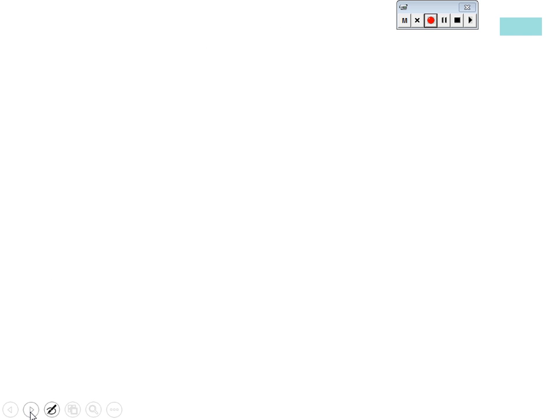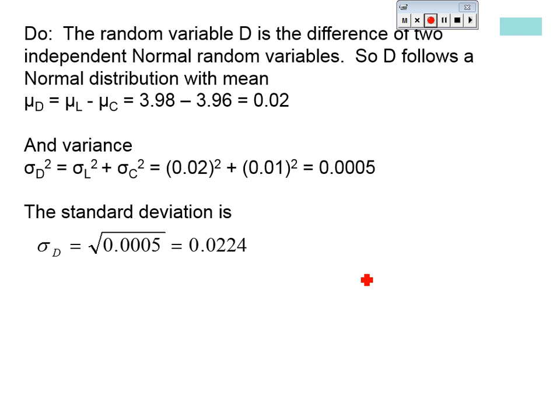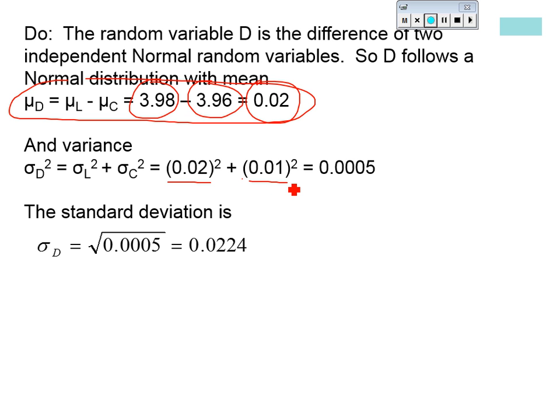So the do part of this is first I have to find the mean of their differences. That's simply taking the mean of the lid minus the mean of the cup, which comes out to be roughly 0.02. And then to find the standard deviation of the differences, I take the standard deviation of the lid squared plus the standard deviation of the cup squared, and I get 0.0005. And if I take the square root of that, the standard deviation comes out to be roughly 0.0224.